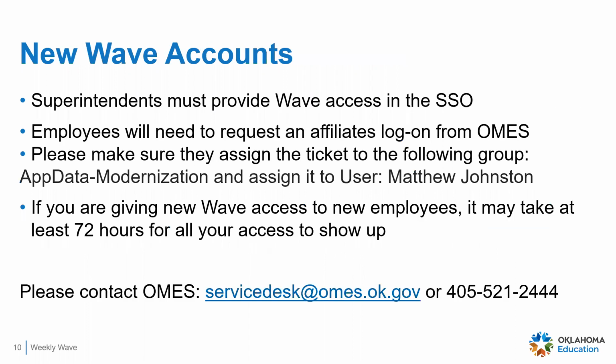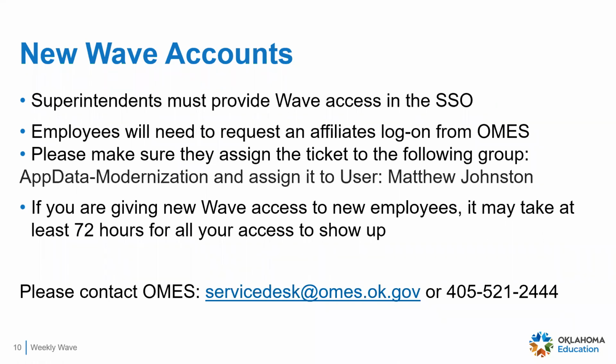Also, we are seeing some new requests for wave accounts. Just to go over the steps that need to be processed before they get an affiliates login: your superintendent must first provide them with wave access on single sign-on. That's the first thing that needs to happen. Then the employee will make a request to OMES for an affiliates logon. Make sure they assign the ticket to the app data modernization group and assign it to Matthew Johnston. He's the one who actually sets those up, so you'll expedite it by assigning it directly to him.